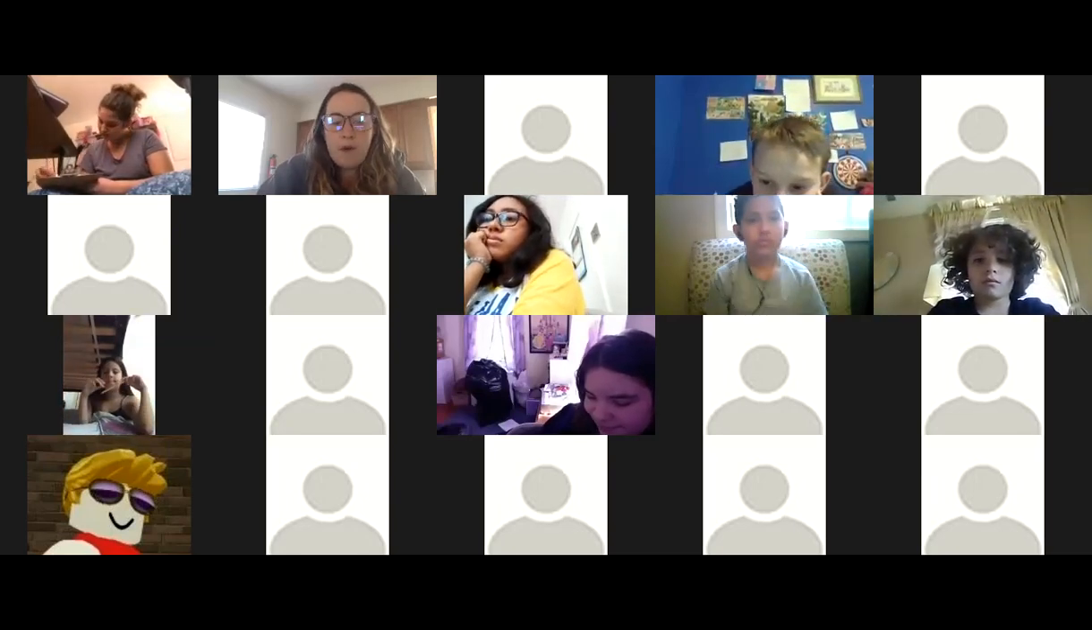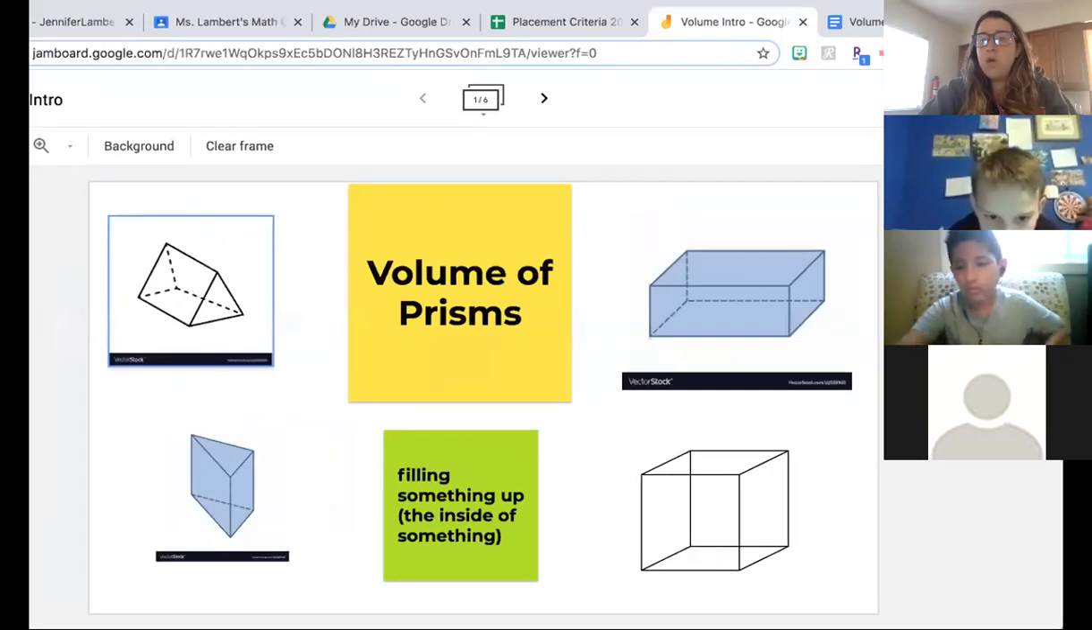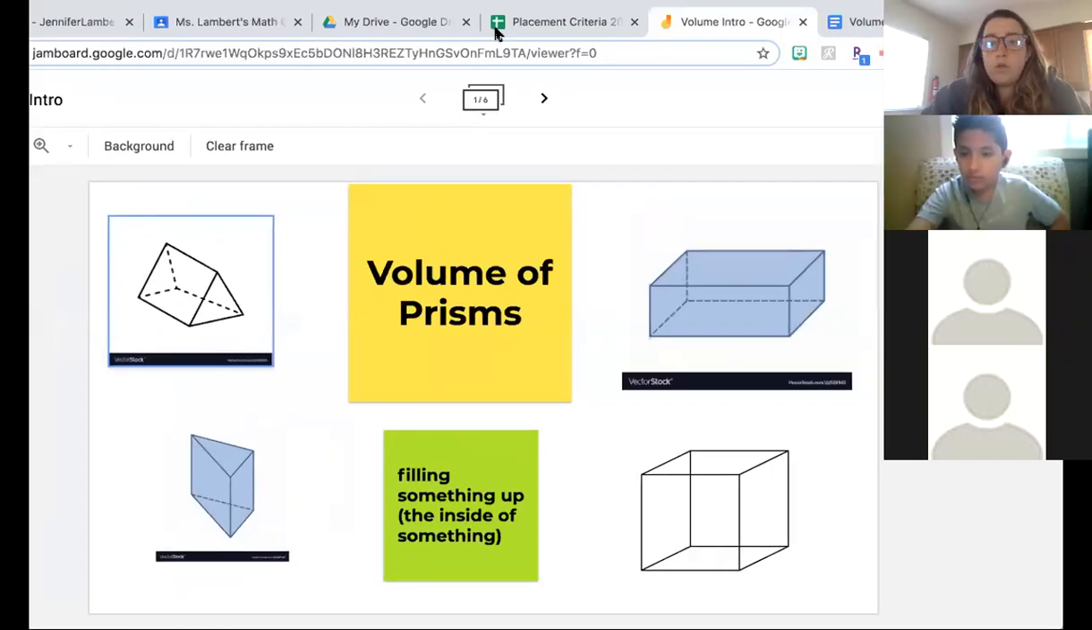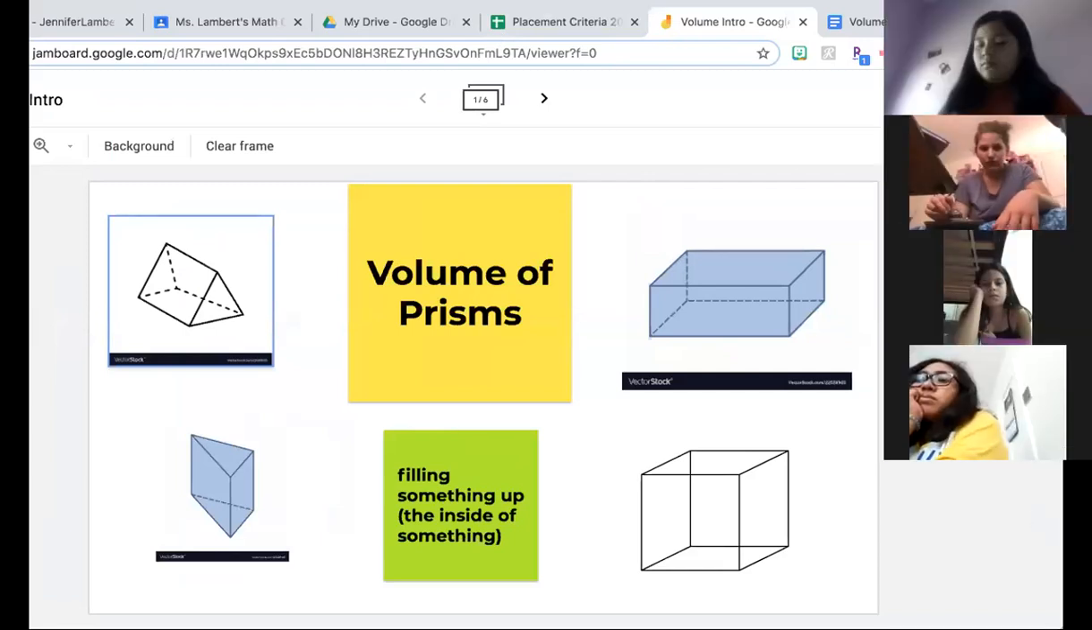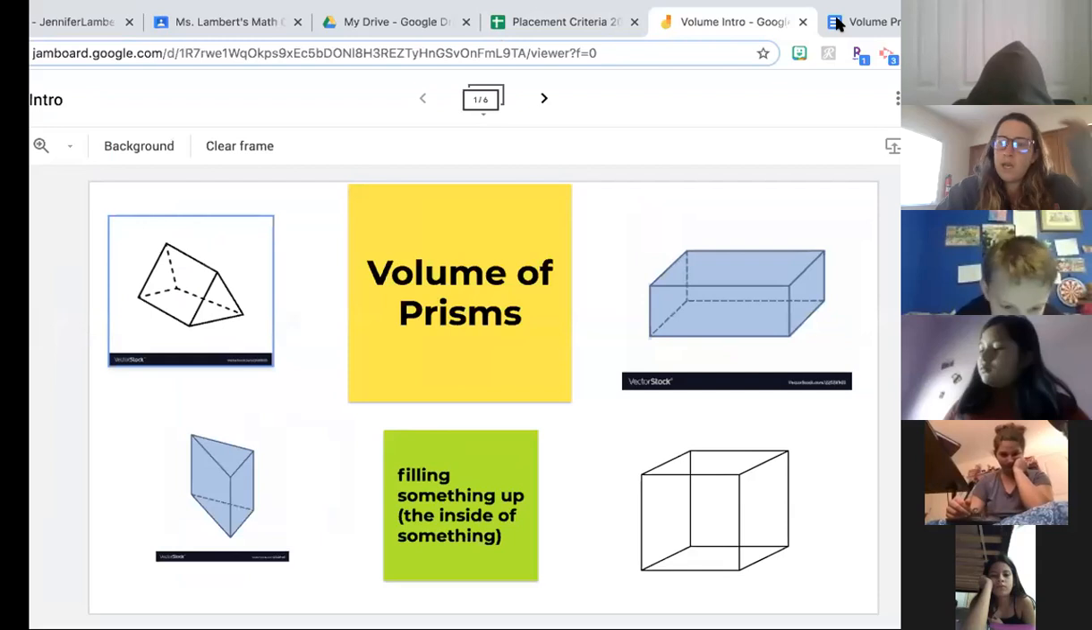So we talked about volume. You watched a video about volume yesterday. So we're going to continue talking about volume. We previously discussed surface area. Surface area was when we talked about the outside of a figure. So that was like wrapping a present.